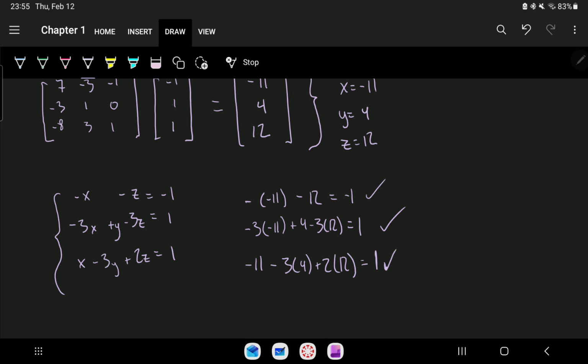We can self-check. Perfect. So this should give you an idea of how to break down a system of linear equations into a matrix equation and solve from there. If you need a refresher on things like reduced row echelon form or identity matrices, we do have videos of that posted as well.